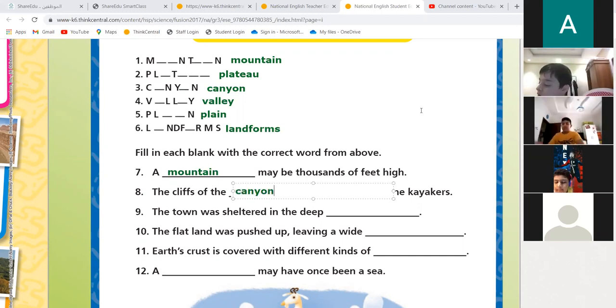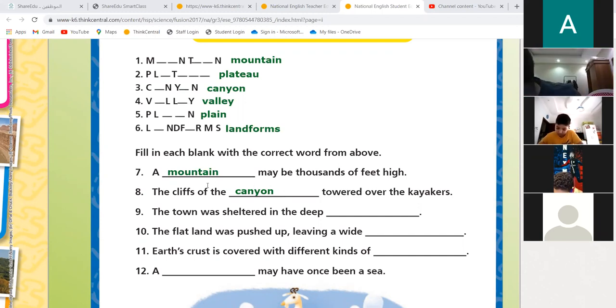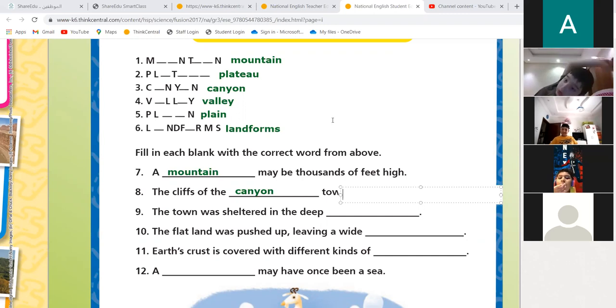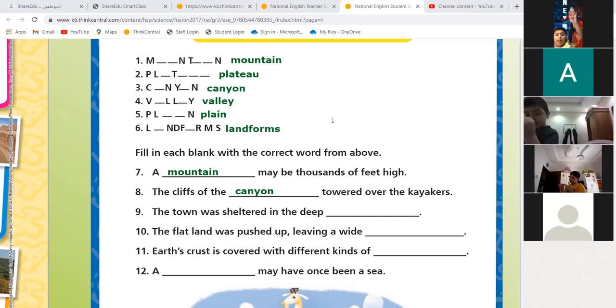Miss, I said canyon in number eight, and you said no. Very sorry, I did not hear you well. Maybe because we are talking at the same time. We need to raise our hands before we speak. So kayakers, they play kayak where? In a canyon. And a canyon has steep cliffs towering over the kayakers. Okay, number nine.